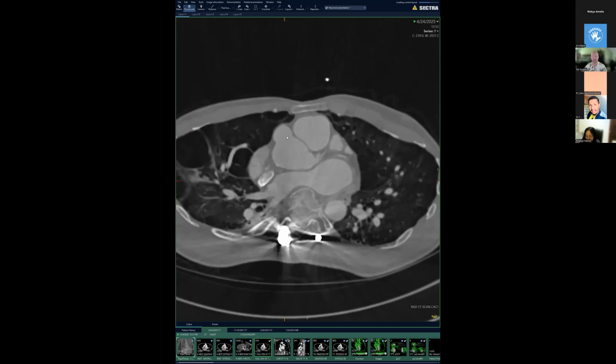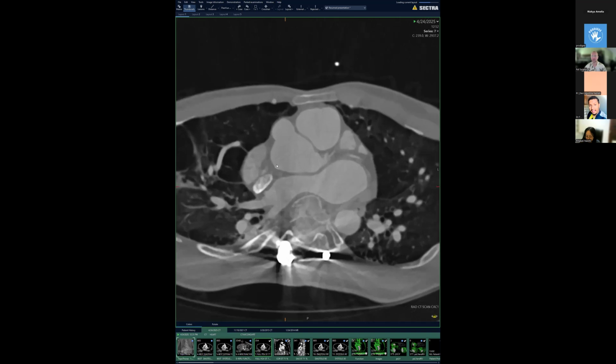And so this portion, what you see here, is actually a graft. These portions are the reimplanted coronaries into the graft, which are called the coronary buttons.